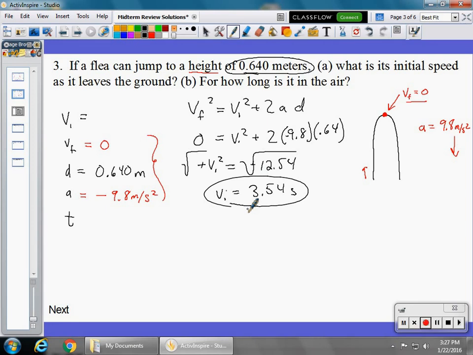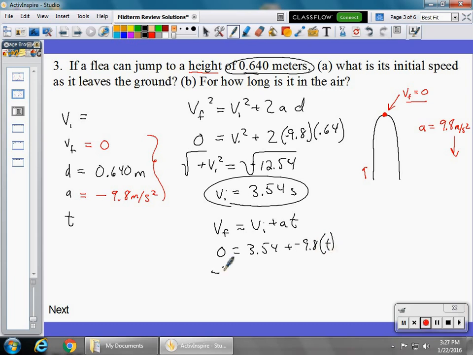For B, how long is it in the air? Now, this is a bit of a tough question. A lot of students get stuck on this because they'll do a problem and they'll say, okay, well, I've already found the initial velocity. I know that the final velocity is 0, so I can simply use equation number 1 to say 0 equals 3.54 plus negative 9.8 times the time.